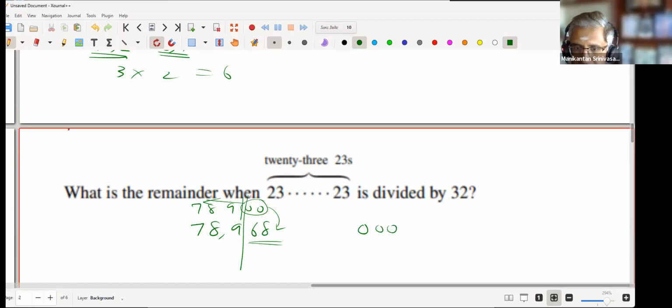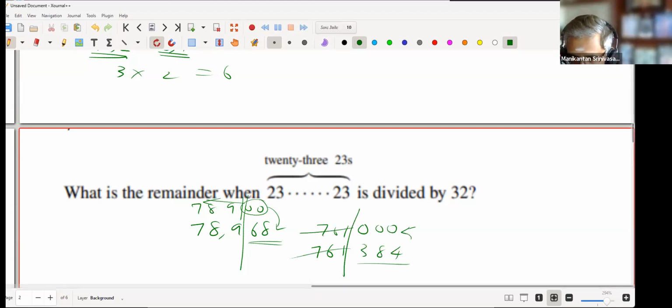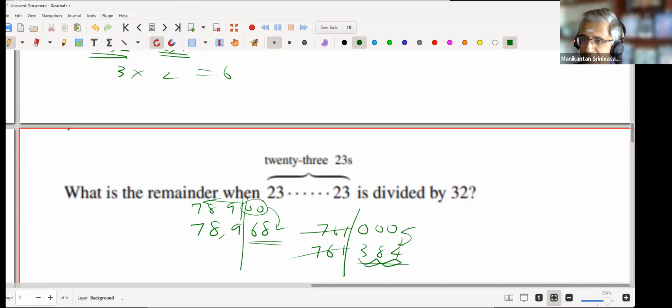Therefore, the last 3 digits, if I take a number, some big number, 761,384 something. I know 761,000 is perfectly divisible by 8. So I don't really care what is there before this. I only need to start counting from 000 onwards. As long as this number is divisible by 8, the number is divisible by 8.